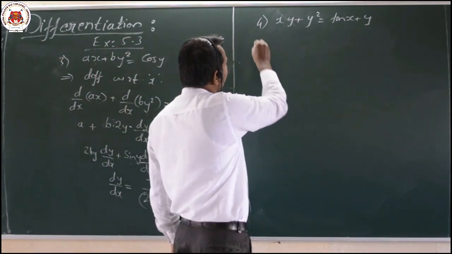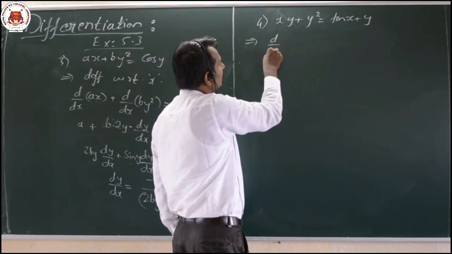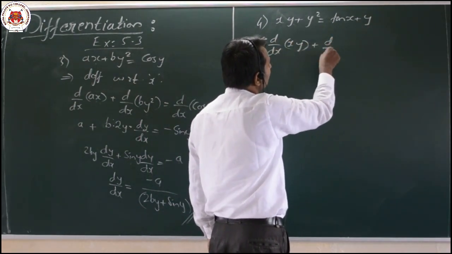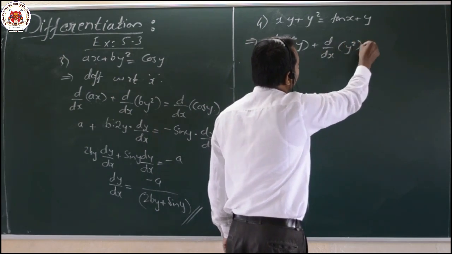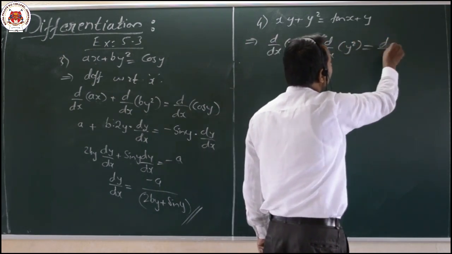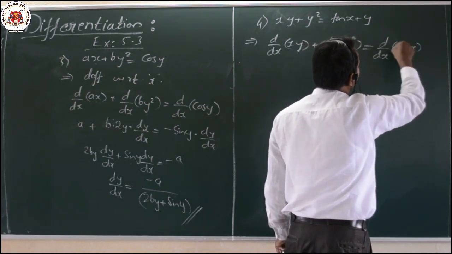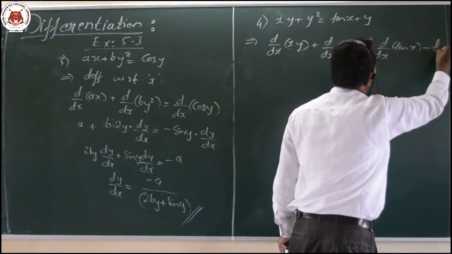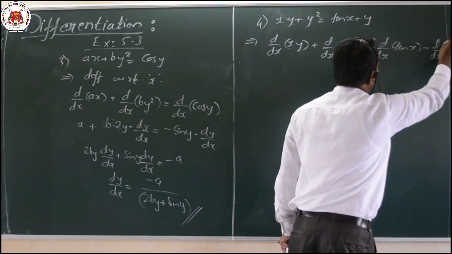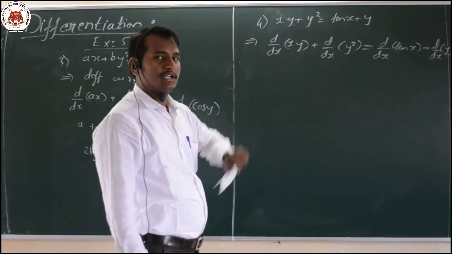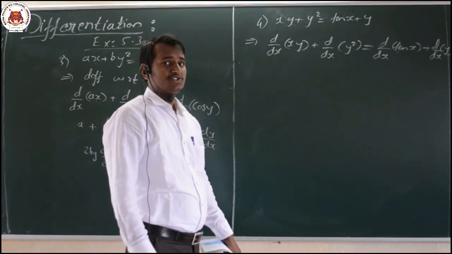Now here directly I will differentiate: d by dx of x into y plus d by dx of y square, which is equal to d by dx of tan x plus d by dx of y, that is nothing but dy by dx. Now how we have to differentiate this particular function? We have to make use of the product rule.